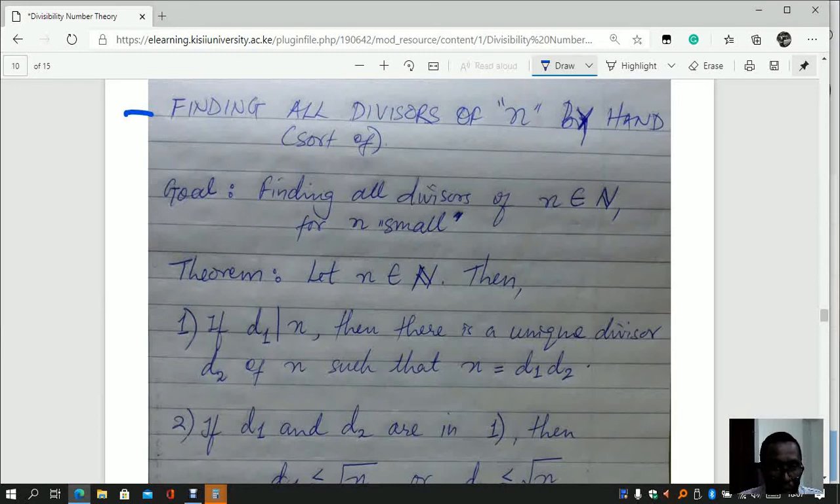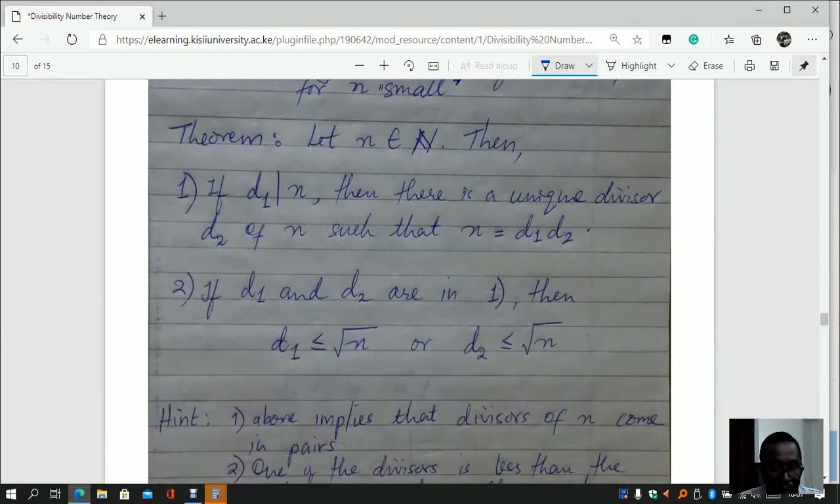And then the goal is to find all divisors of n for n small, meaning just a number which is not very large. So what happens here, we have this theorem: let n be a natural number, and if d1 divides this number, then there's a unique divisor d2 of n such that n is equal to d1 times d2. Yes, that one we already see. So we have two divisors.